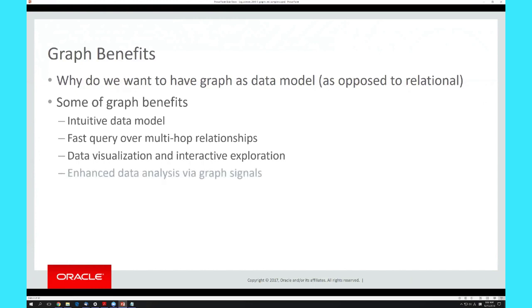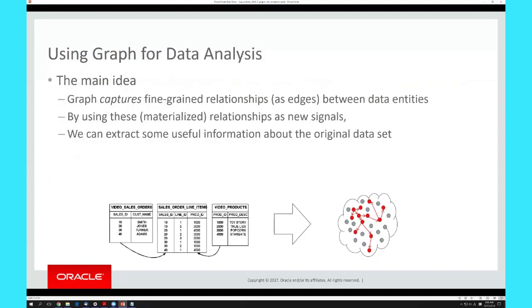But in addition to that, for today's talk, we will talk mostly about how to enhance your data analysis by using signals from the graph. What do I mean by it? I just talked about graph signal. When we are starting from a relational data set and turning that into a graph, what exactly are we doing? By creating a graph and creating these edges, essentially you are capturing those fine-grained relationships between each of these data entities.